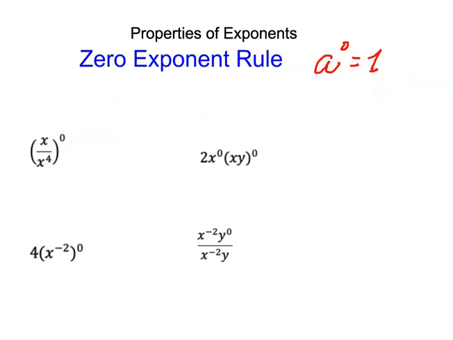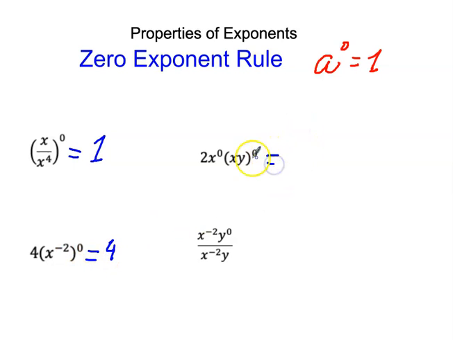So let's look at the first problem over here. We have this expression over here raised to the 0 power, so that equals 1, okay? And then over here we have x to the negative 2 to the 0 power. This is 1, but 4 is not raised to the 0 power. 4 is outside the parentheses. For that reason, 4 stays, but this is 1, so 4 times 1 is 4.